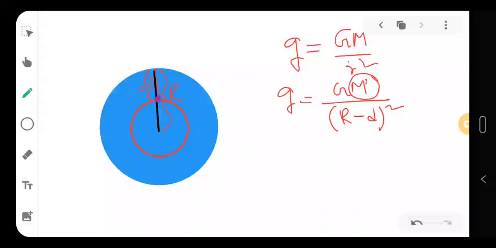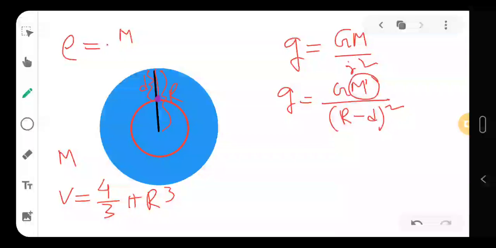So this m will be changed. So I am writing it as m prime. We have to find out what this m prime is. Now, let's say the volume of the earth is 4/3 pi big R cubed, and the mass is big M. So the density rho will be, we know that mass is density into volume, so we can write mass by volume, which is 3M by 4 pi R cubed, right? And so we have to find this much.